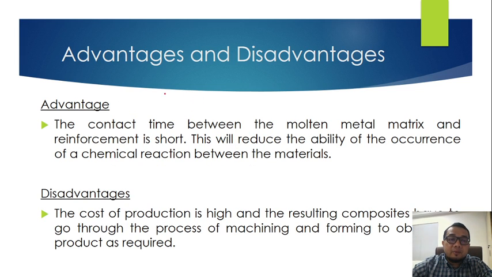It has advantages and disadvantages for this method. First advantage, the contact time between the molten metal matrix and reinforcement is short. This reduces the possibility of a chemical reaction between the materials. For the disadvantage, the cost of production is very high, and the resulting composite has to go through machining and forming to obtain the product as required. So after you get the sample, you must go for the next process, which is machining and forming to get the desired size.